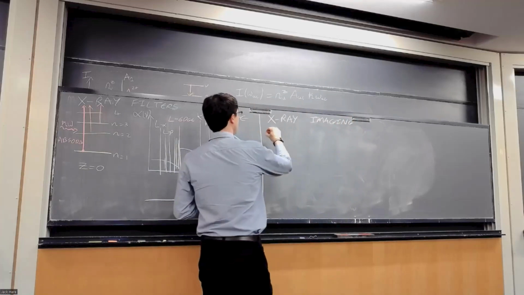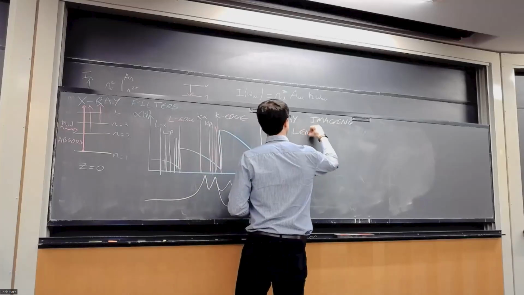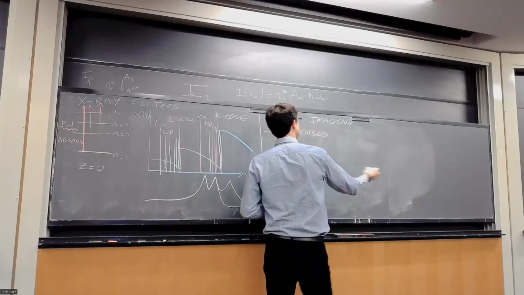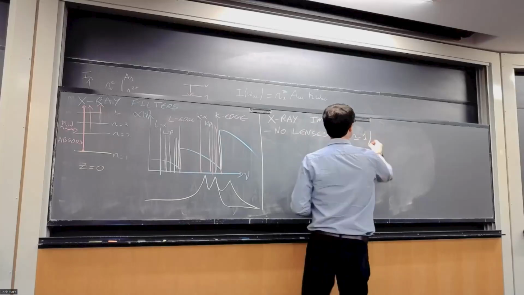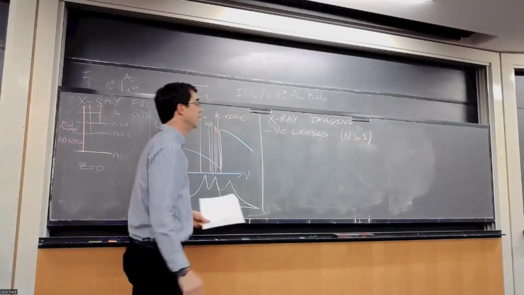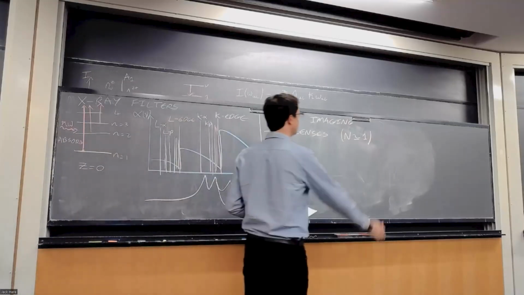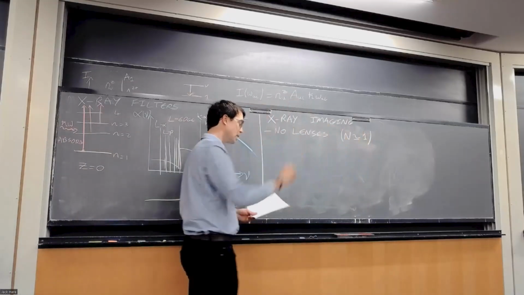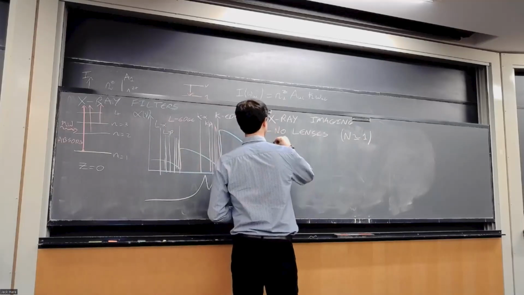One of the facts about X-ray imaging is that there are no lenses. That is a consequence of the fact that the refractive index is roughly 1 for X-rays. And lenses work on having a difference in refractive index from air. So if the refractive index of all your materials is about 1, you can no longer bend the rays. So the simplest thing that you can do for X-ray imaging is called pinhole imaging.